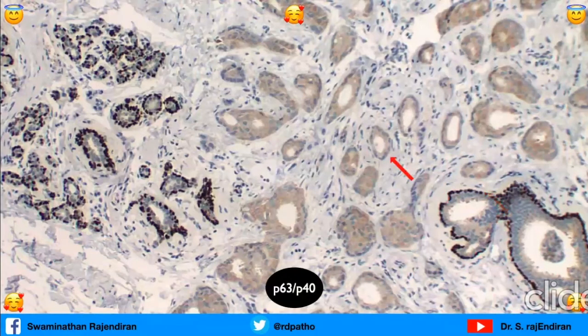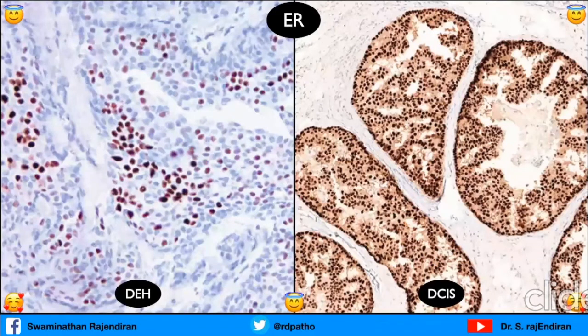See nicely here. This is tubular carcinoma in the center, no myoepithelial cell. Whereas in the periphery, some normal breast tissue or hyperplastic breast tissue is there, which is nicely showing P63 or P40. ER, PR, heterogeneous, spotty positivity, benign. Homogeneous, strong nuclear positivity, malignant. DCIS, when there is no invasion. When there is invasion, it is carcinoma.